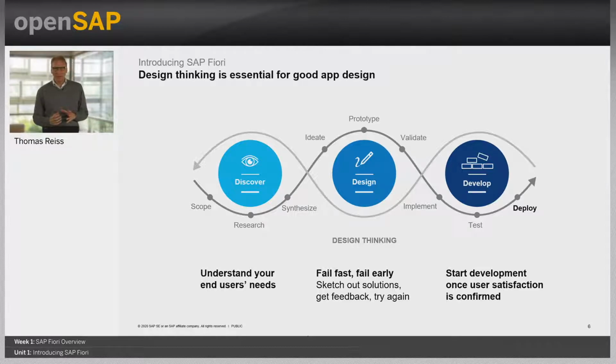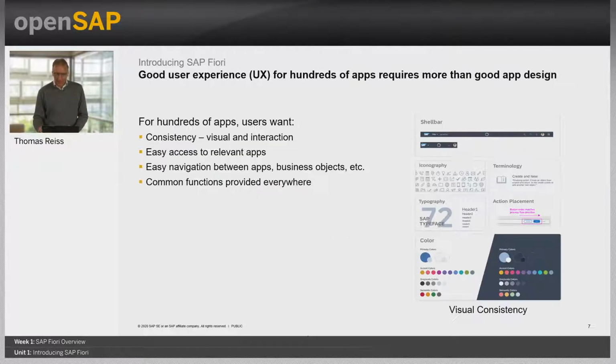But what if you have to do hundreds of apps? Well, basically, of course, users will have a whole load of expectations if they have to use tens, hundreds of apps. So they want, of course, consistency. So both the visual consistency, that it all looks the same, the colors and font and so on, but also interaction consistency. So you know, when you're using a table, sorting a table, it's always done the same way.